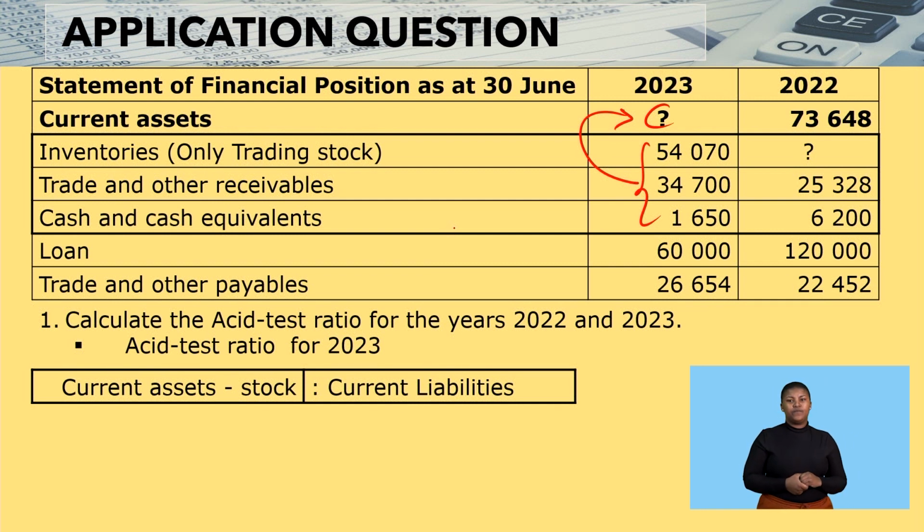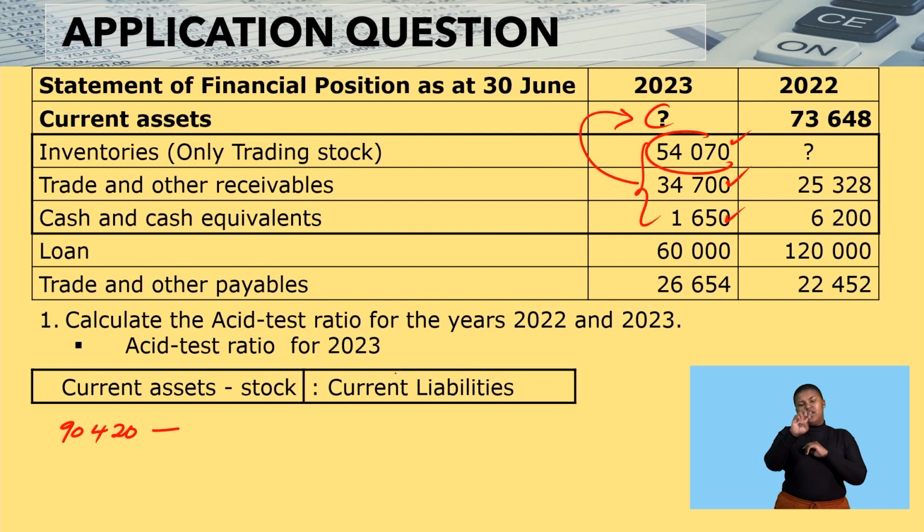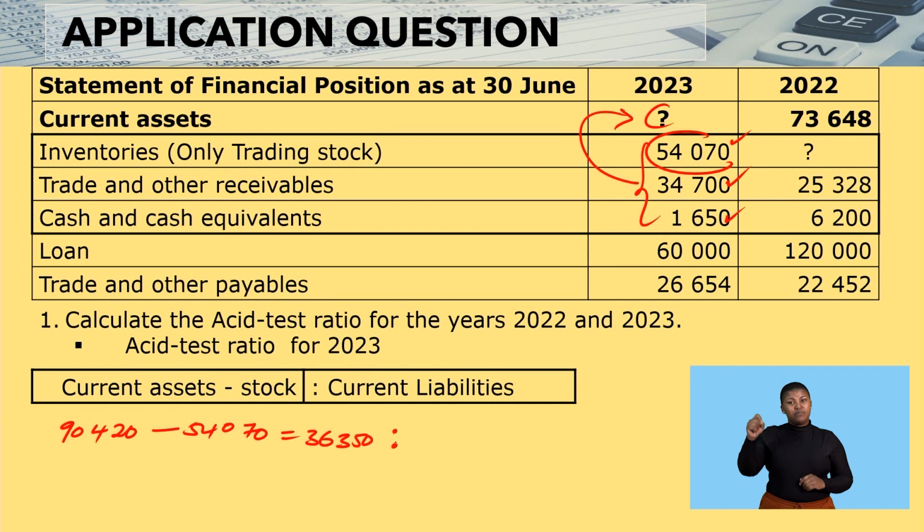If I say my 54,000 plus 34,700 plus 1,650, it gives me 90,420. Then I can subtract my inventory, which is 54,070. This therefore gives me 36,350. And once I have my 36,350, I then say S2, 26,654.